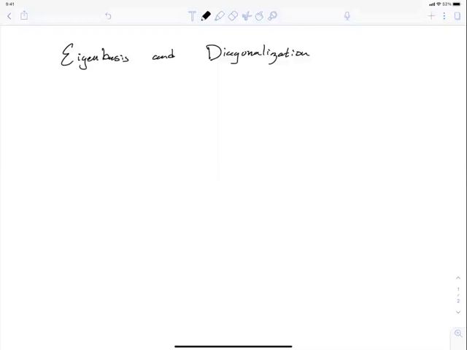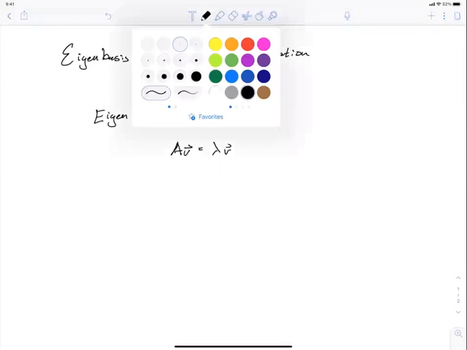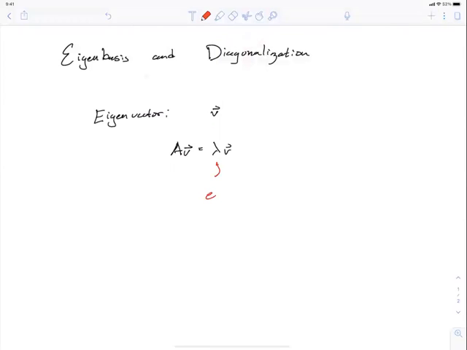All right, today we're going to talk about eigenbases and diagonalization. So last time we introduced the concept of an eigenvector. So remember that an eigenvector is a vector v where Av equals lambda v, and this lambda is the eigenvalue.